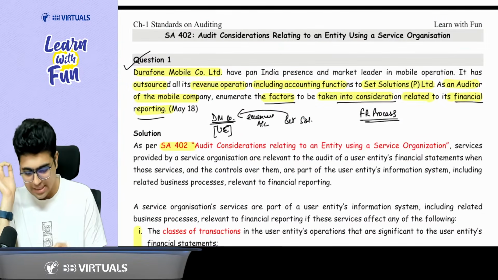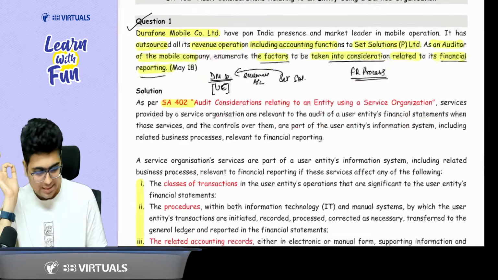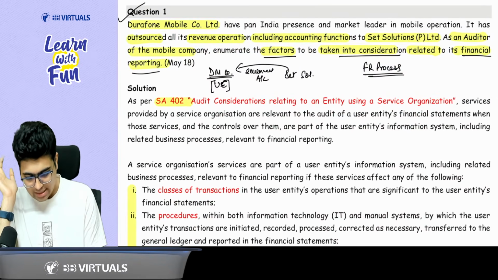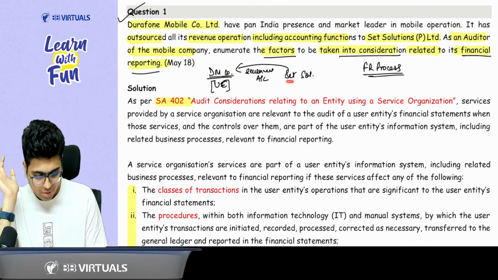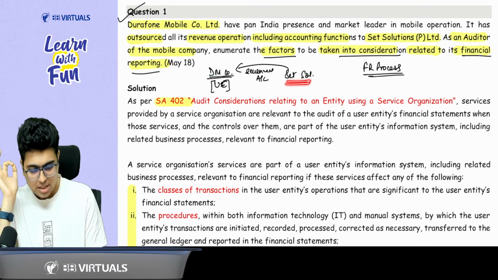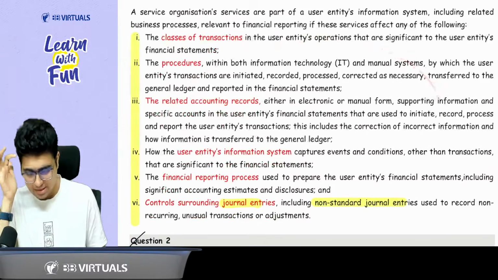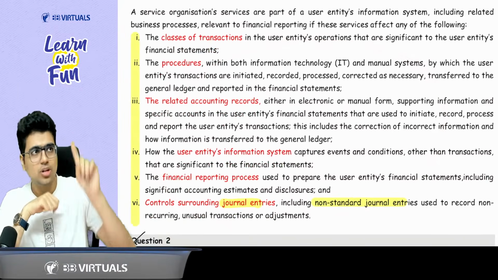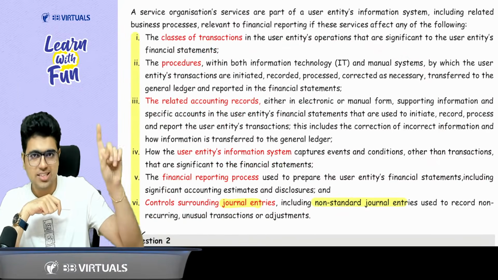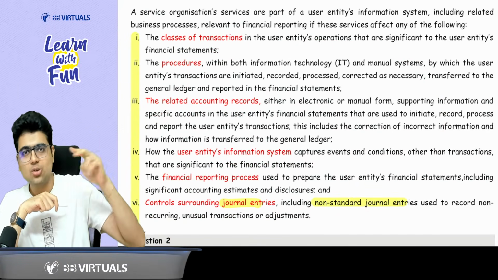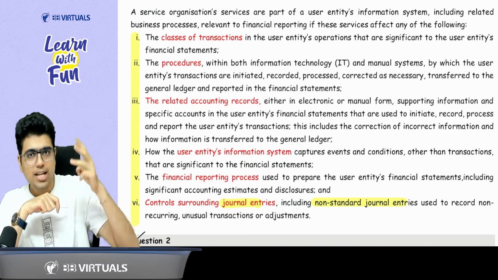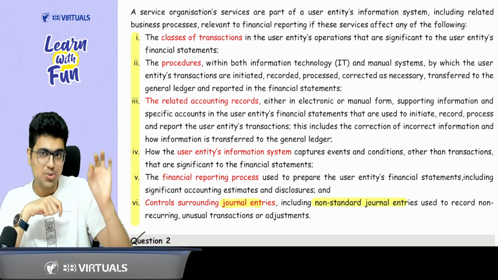Now on this concept, ICAI asked a question in the May 18 exam. Let's see how the question works. In this question, there is a company, Durafone Mobile Company, which is the user entity. It is taking revenue accounting services from Said Solutions. Okay, sir. Now it says, what are the factors to be considered related to the financial reporting? So factors means you will talk about the whole financial reporting process: SCOTs, significant classes of transactions, events and conditions, how they are recorded in the financial statements. Then you will talk about the procedures and accounting records.